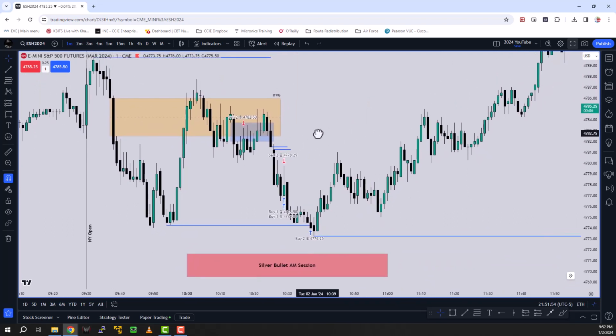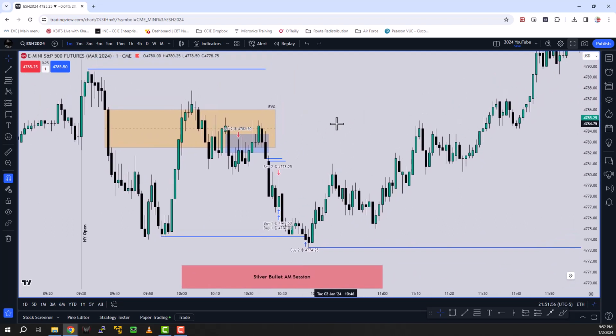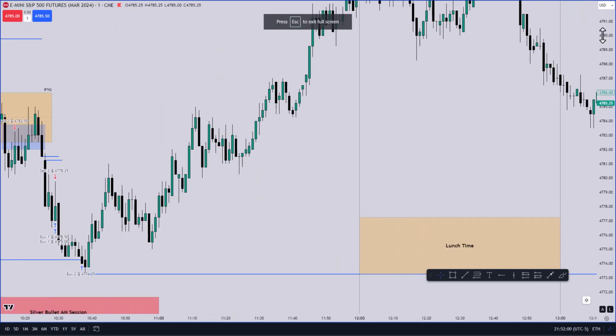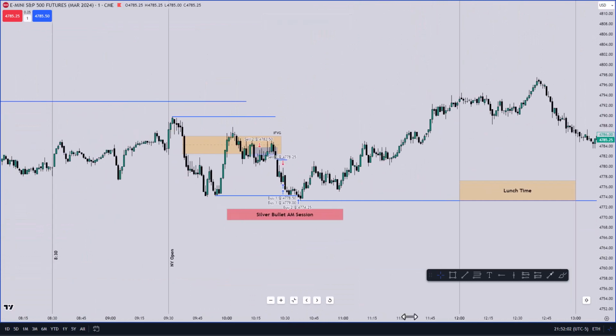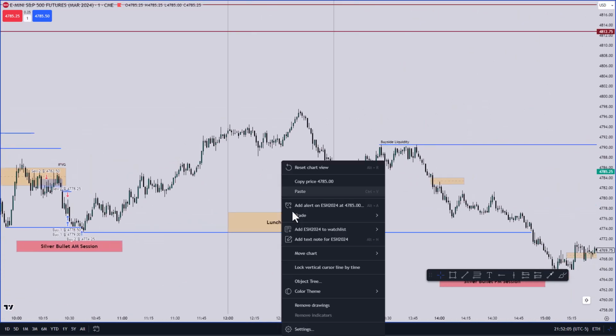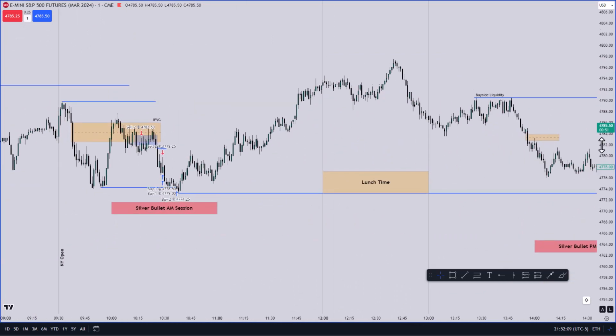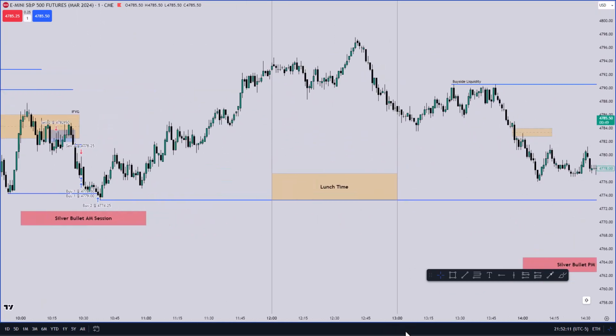And then let's move on to the PM session. Quick little review. I didn't do anything on the PM session. As you can tell, there are no trades there, but I'm looking at it in hindsight and trying to learn.